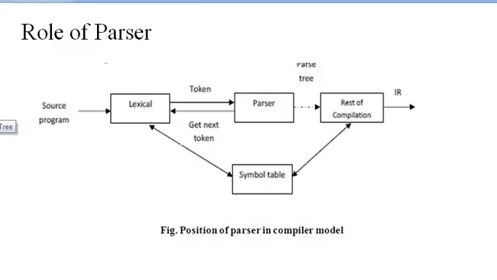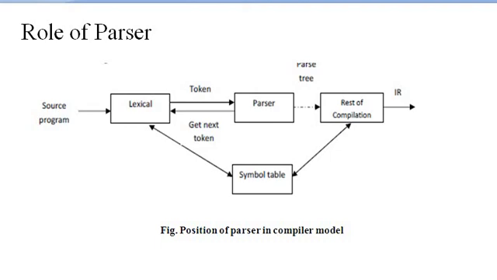First, what is the role of parser? We have already discussed how to connect all phases of compiler. Your source program is passed to the lexical analyzer. Lexical analyzer generates the token, which gives the token to the parser. Parser generates the parse tree, then the parse tree is passed to the rest of the phases of the compiler. Whenever the lexical analyzer generates a token, it gives it to the parser, then the parser sends a get next token request to the lexical analyzer. All these phases of the compiler are connected with the symbol table.